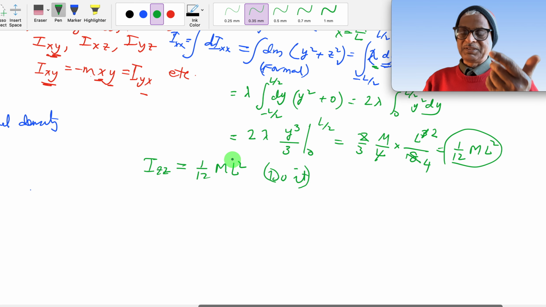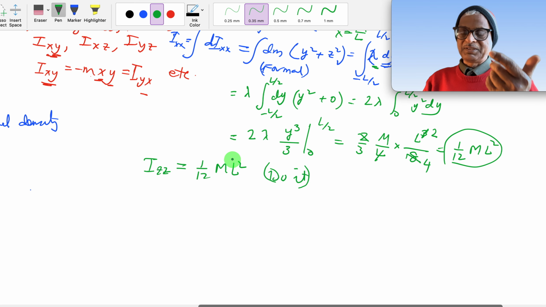How about Ixy? It will be minus the integral of x and y dm, formed like this. I really don't have to write anything, because in this case this is always 0: the rod is along the y-axis, so x is 0, then this is 0. And similarly Ixz will be 0 and Iyz will be 0.